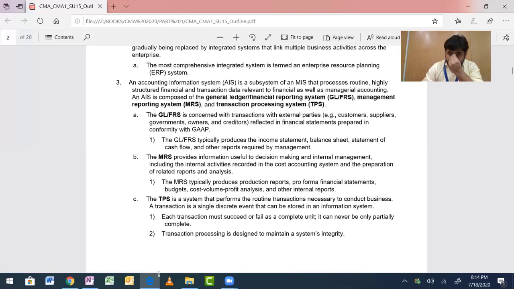Now they are saying that an accounting information system will be composed of the general ledger, financial reporting system, FRS, management reporting system, and transaction processing system. Basically these are the things. Transaction processing system means how a transaction will be processed, so you will feed it in a certain format.